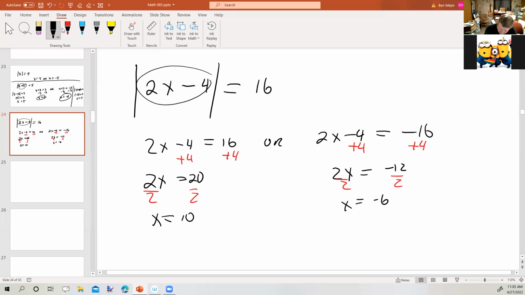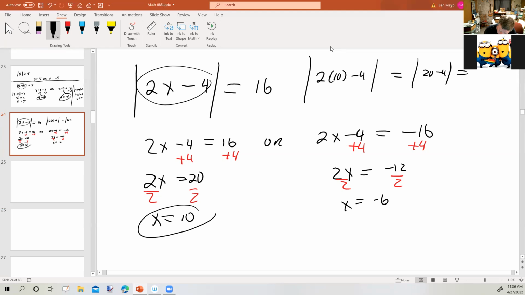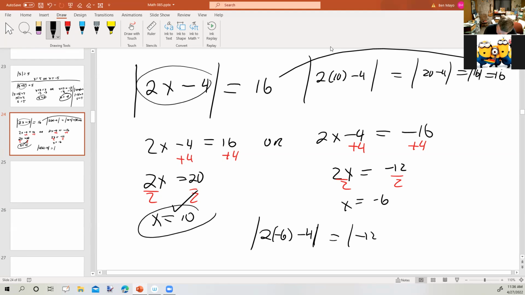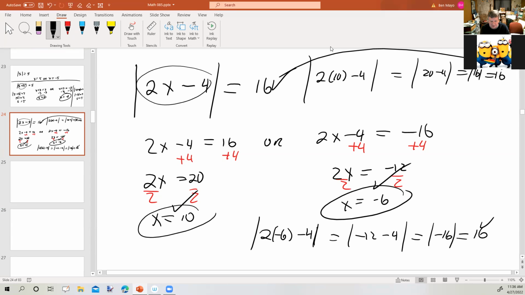Let's check our work. If x is 10, we'd have the absolute value of 2 times 10 minus 4, which is the absolute value of 20 minus 4, which is the absolute value of 16, which is 16. 16 equals 16, it checks. If x is negative 6, we have the absolute value of 2 times negative 6 minus 4, which is the absolute value of negative 12 minus 4, which is the absolute value of negative 16, which is 16. 16 equals 16, so it checks.